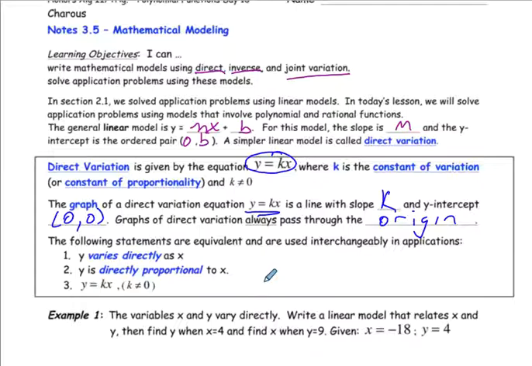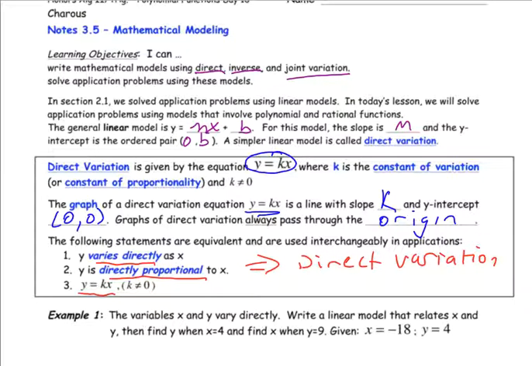You need to be familiar with 3 interchangeable terms. The first is y varies directly as x, y is directly proportional to x, or you can be given the equation y equals kx. All 3 of these tell you that you have direct variation when you're doing application problems. Let's try a couple application problems now.